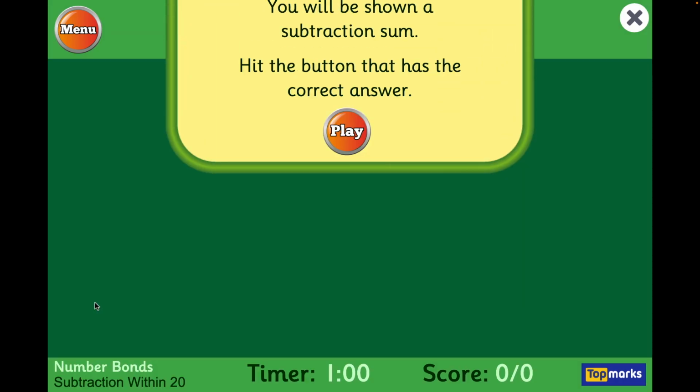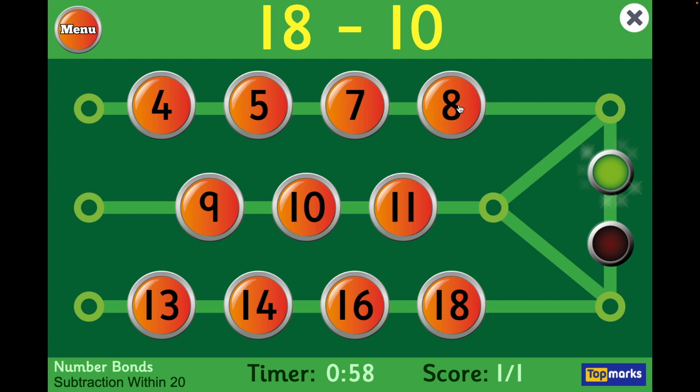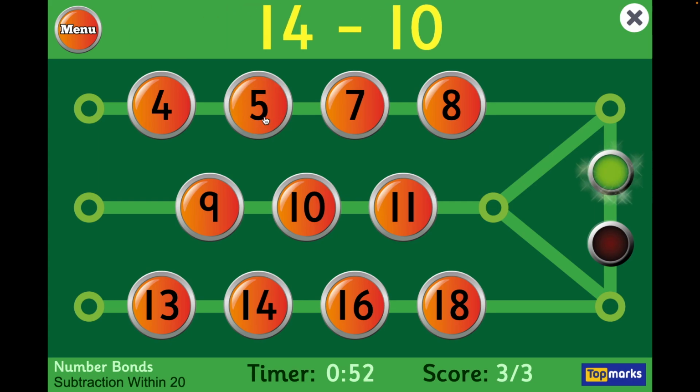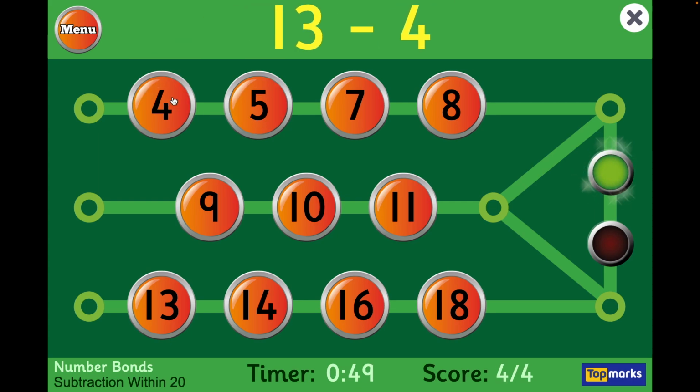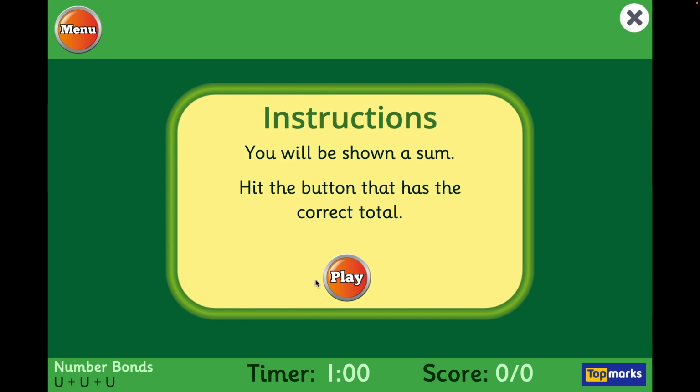Let's look at subtraction within 20. 10 minus 2, 8. 18 minus 10, 8. 16 minus 11, 5. 14 minus 10, 4. 13 minus 4, 9. Keep going till that timer runs out. And you will be shown a sum. Hit the button that has the correct total.